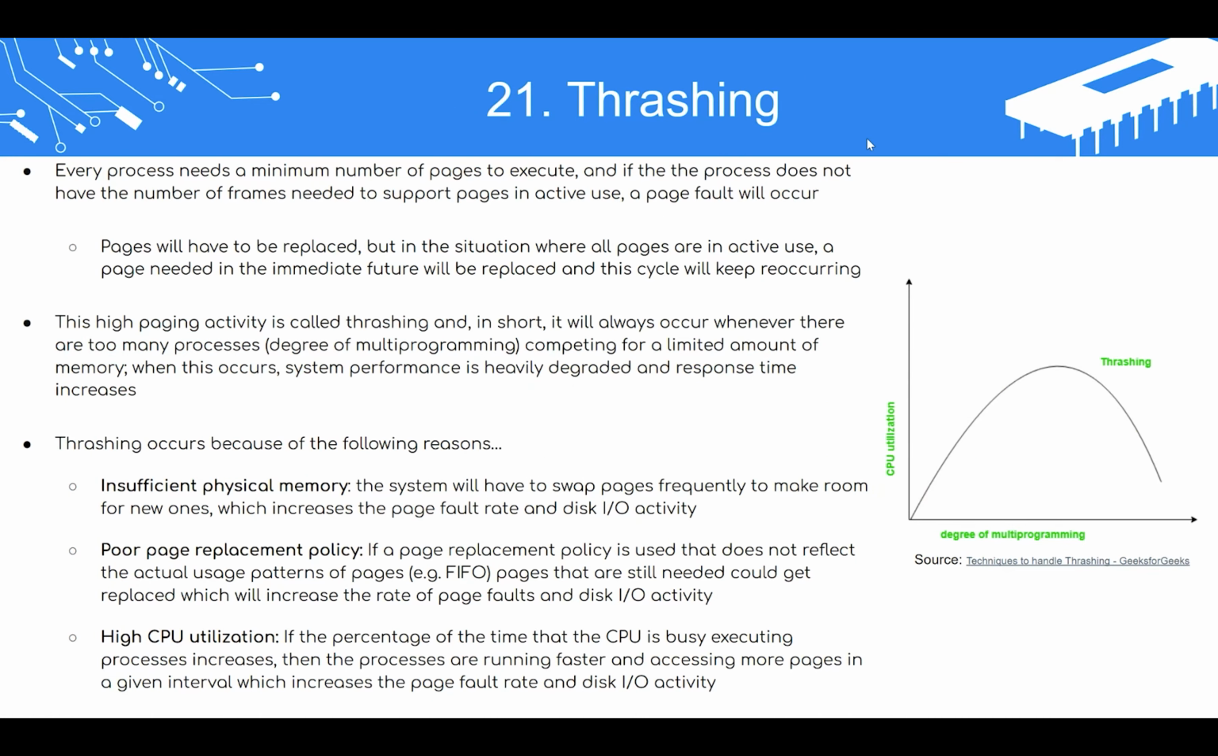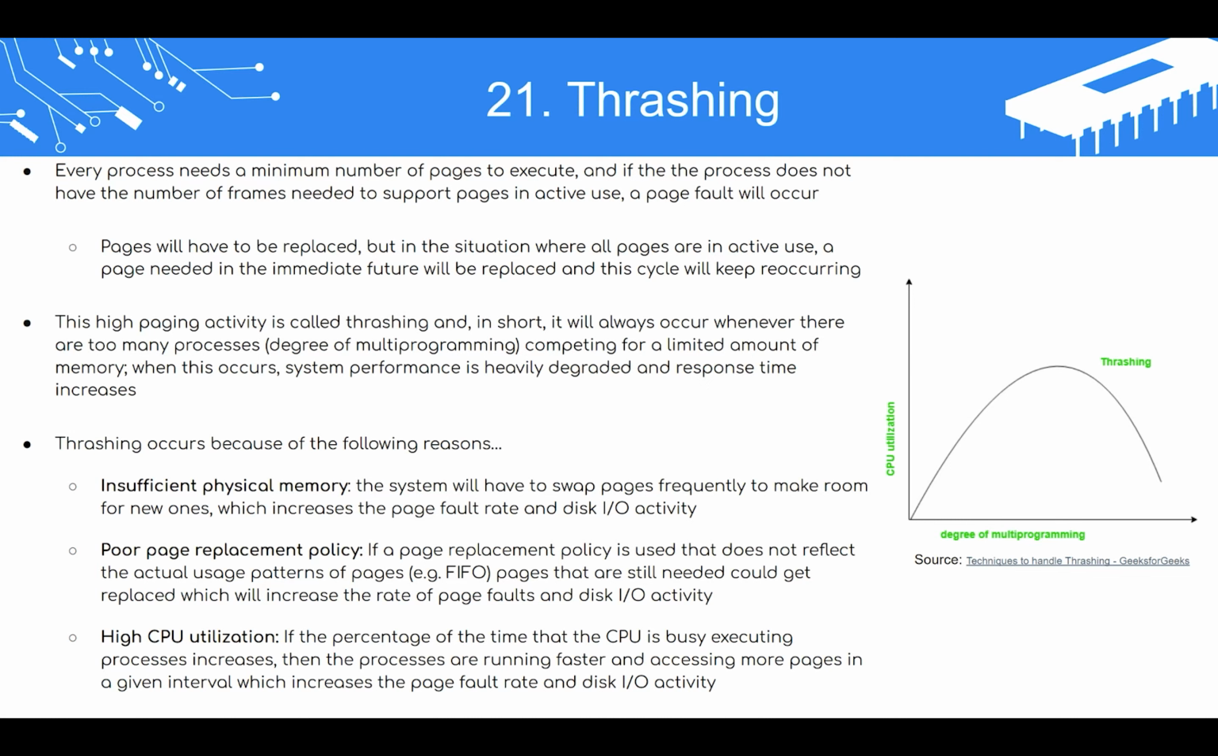So for thrashing, every process needs a minimum amount of pages to execute, and if it is unable to get the minimum amount it requires, a page fault will occur. When this happens, pages will have to be replaced, but in the situation where all pages are in active use, a page needed in the immediate future will be replaced, and this cycle will keep occurring until an active process terminates. This high paging activity is called thrashing, and will occur whenever there are too many processes competing for a limited amount of memory. System performance as a result will be heavily degraded.